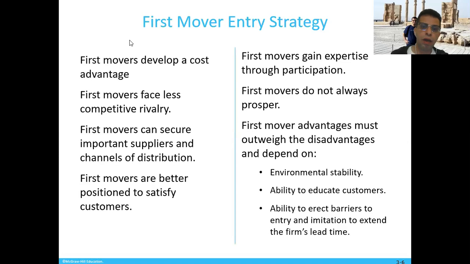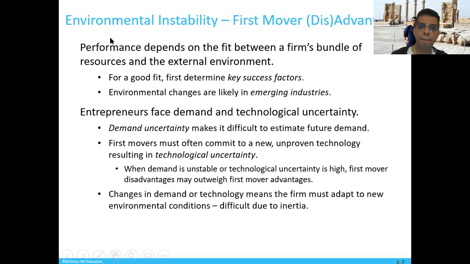So next stage, environmental instability, first mover advantage or disadvantage. As we said in the beginning of this chapter, instability could be an advantage, or it could be a disadvantage. So the performance depends on the fit between the firm's bundle of resources and the external environment.